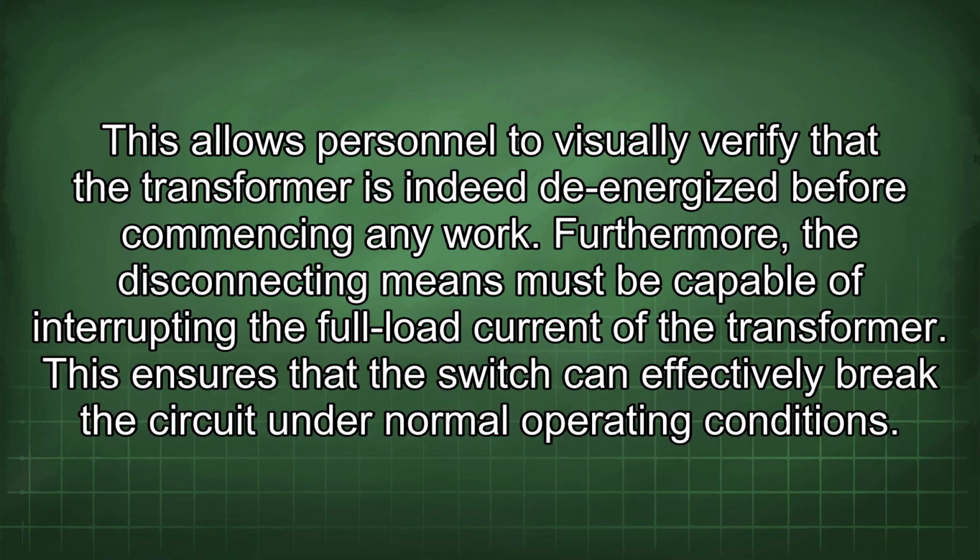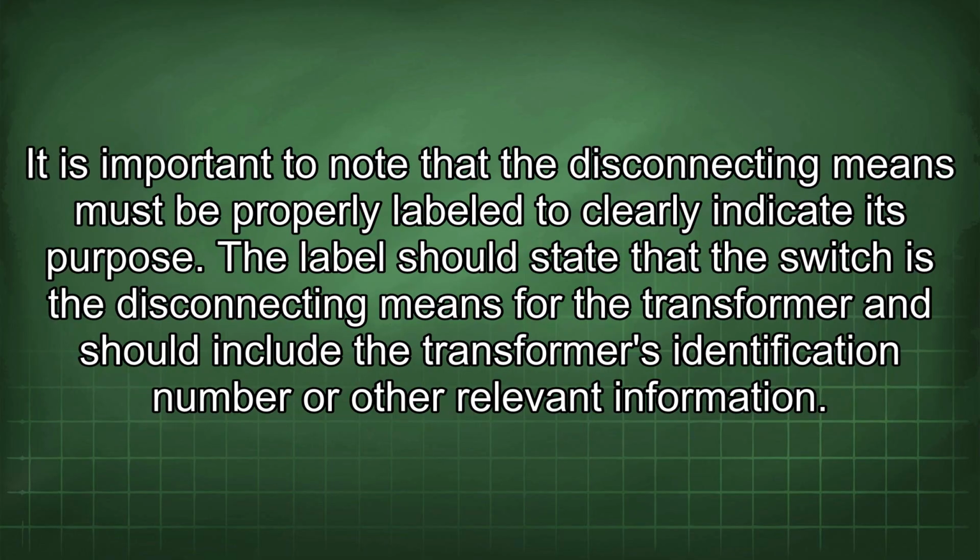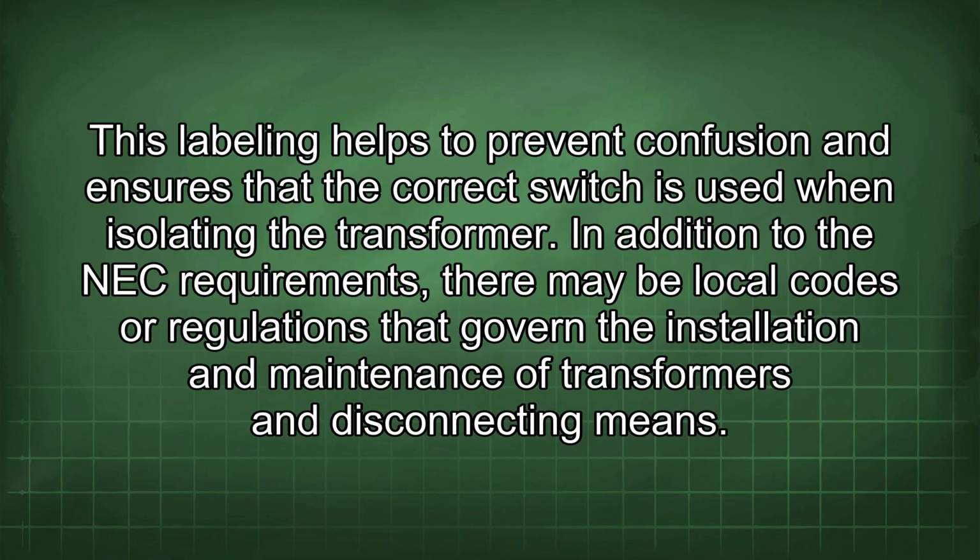Furthermore, the disconnecting means must be capable of interrupting the full load current of the transformer. This ensures that the switch can effectively break the circuit under normal operating conditions. It is important to note that the disconnecting means must be properly labeled to clearly indicate its purpose. The label should state that the switch is the disconnecting means for the transformer and should include the transformer's identification number or other relevant information. This labeling helps to prevent confusion and ensures that the correct switch is used when isolating the transformer.